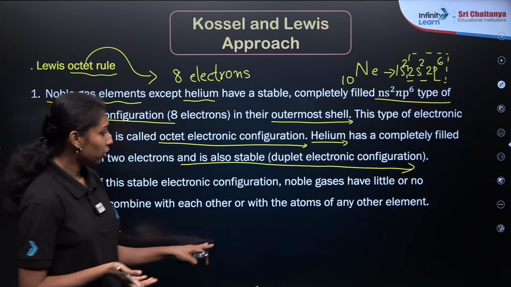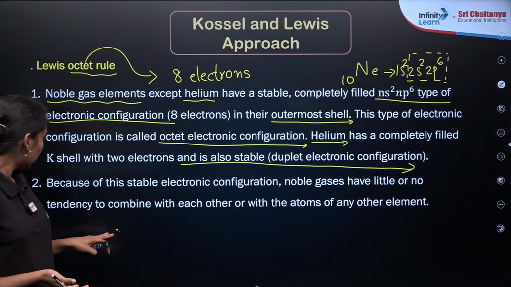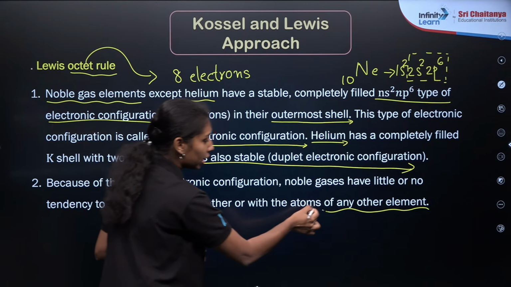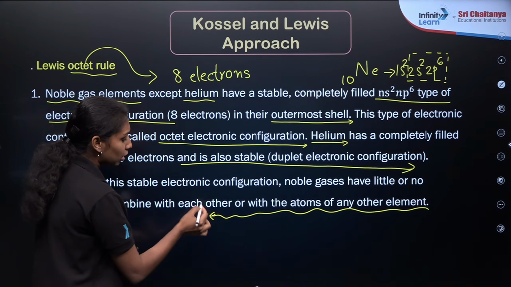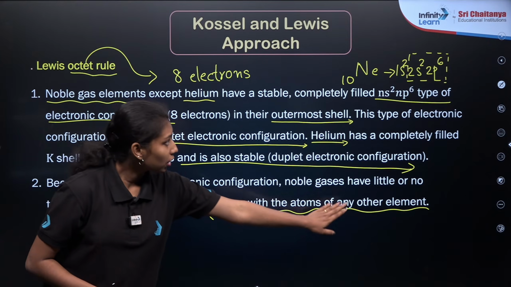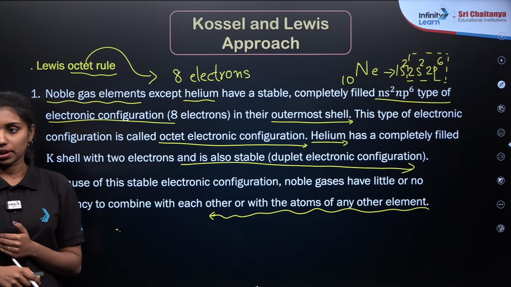Again, because of the stable electronic configuration, noble gases have little or no tendency to combine with each other or with the atoms of any other element, as we already know. There will not be any reactivity for the noble gases because of their octet electronic configuration.